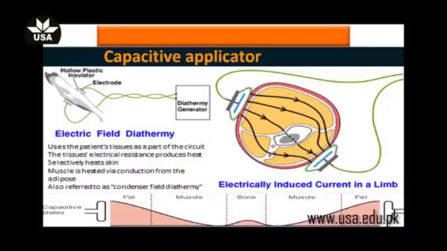The other half of this picture shows you the cross-sectional view of the application of the capacitive plates around the forearm, where you can see the lines of force coming from one electrode and moving towards the other electrode. The patient is a part of this circuit, and is basically the main part of the circuit within the confines of these electrodes.